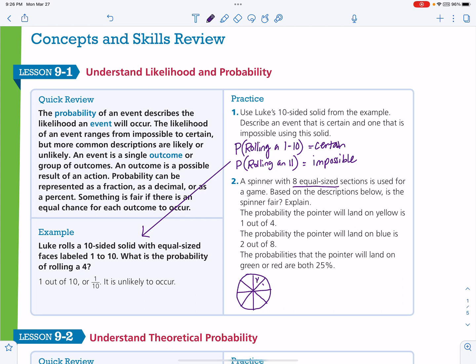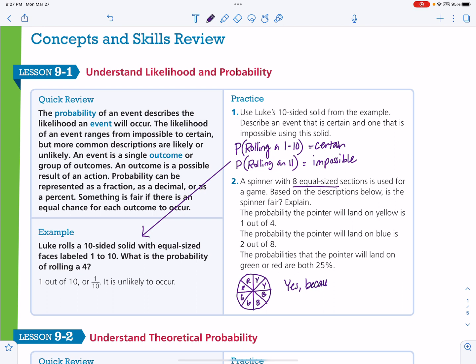So the probability that it will land on a yellow is 1 out of 4. So that means this is yellow, this is yellow. Probability the pointer will land on a blue is 2 out of 8. So here's blue and blue. Probabilities that the pointer will land on a green or a red are both 25%. So that means green and red, because 25% is 1/4 of the circle. So based on all that information, is the spinner fair?